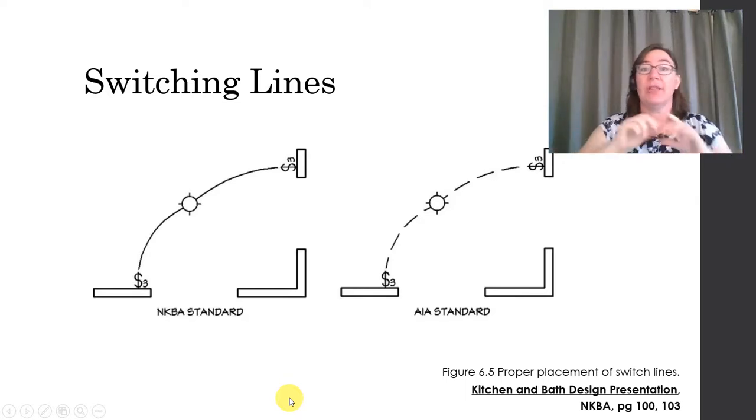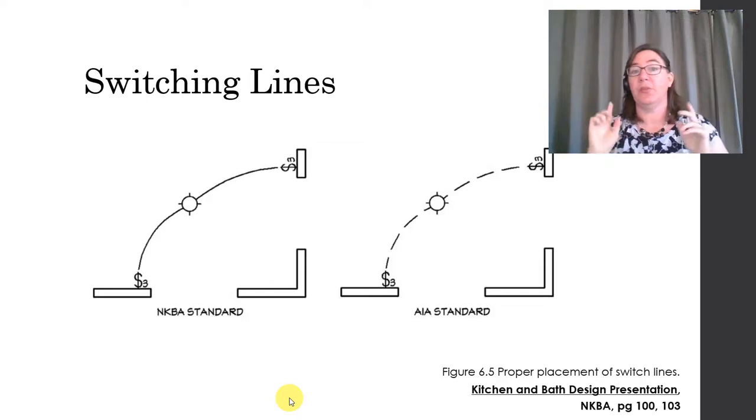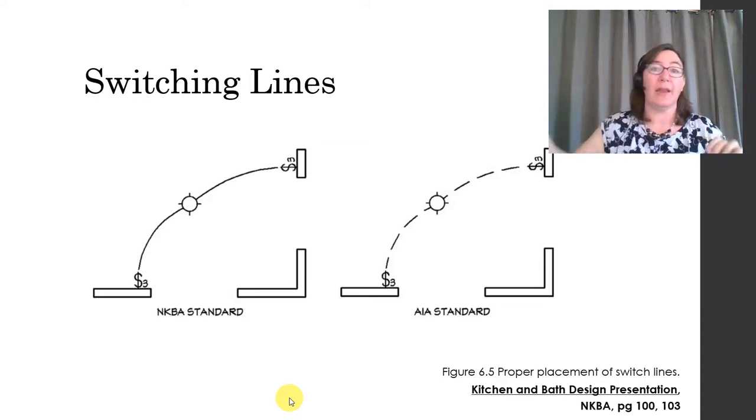Your luminaires can actually have multiple switching lines coming off of them. Maybe they're connecting to multiple switches, as in this example here, or maybe there are multiple luminaires and you're just connecting to the next one.